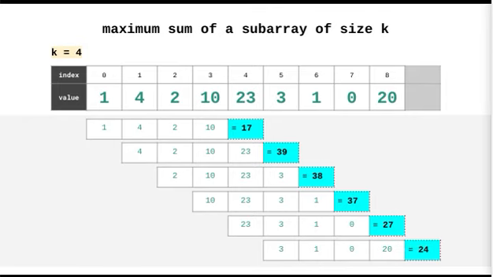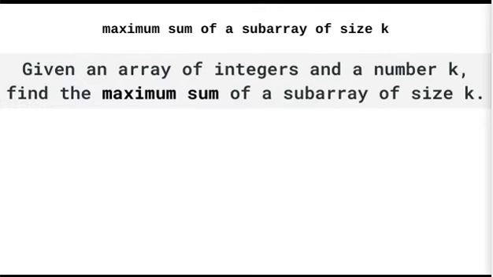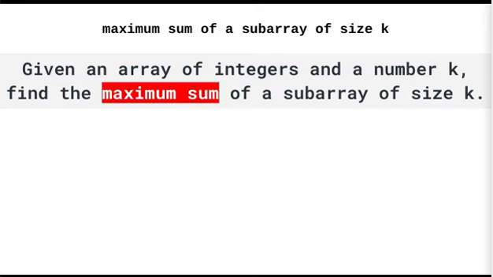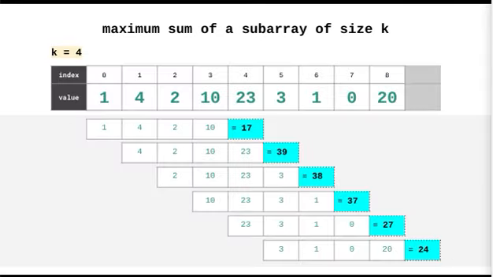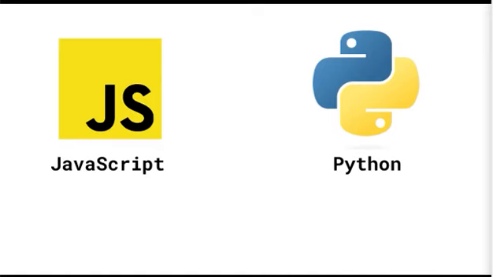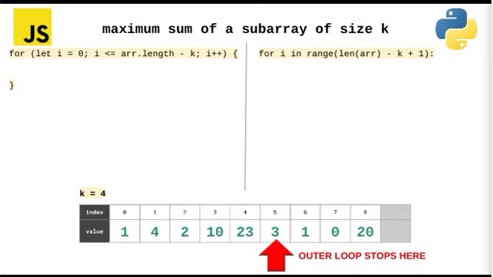All right, now that we know what we're doing, let's go back and look at our problem statement. Given an array of integers and a number k, find the maximum sum of a subarray of size k. We want to return the maximum sum. Here are the sums. What is the maximum of these sums? 39. We want to return 39. Now, how do we do this with code? I'm going to code this up in JavaScript and Python. We'll do a side-by-side comparison with JavaScript on the left and Python on the right.